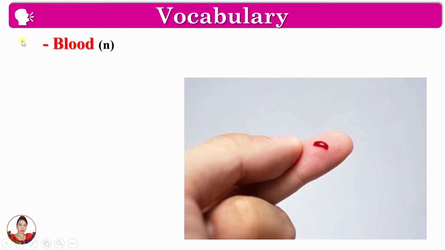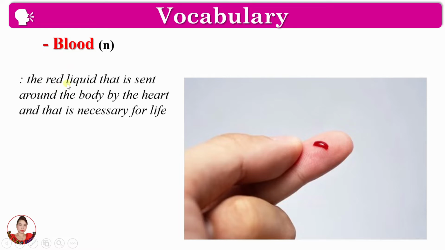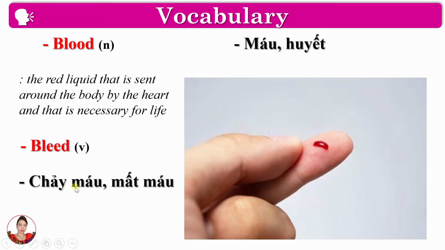Look at the picture and try to guess the meaning. Blood. The red liquid that is sent around the body by the heart and that is necessary for life. It is a noun. Blood. So what about the verb? Bleed. What does it mean?